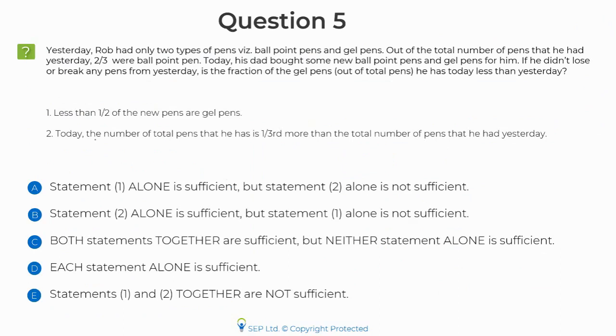Okay. Now, let's quickly analyze the statement. Yesterday, Rob had only two types of pens, ballpoint pens and gel pens. Out of the total number of pens he had, so let's say T, two-third were ballpoint pens. So let's say ballpoint pens is B and this is G. Okay. So yesterday, B by T was 2:3. Therefore, G by T is 1:3. Remember, this is yesterday.